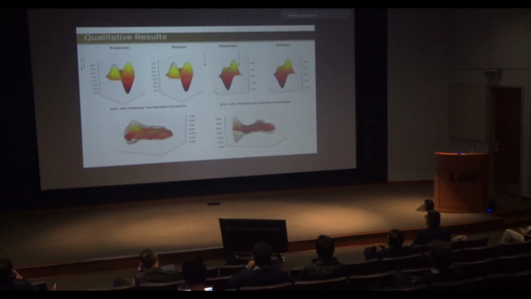Now let's look at some contour plots. On the left is the prediction, and next to it is the true solution. As you can see, they look very similar. At the bottom, we present the mean prediction and also the error bar represented by two standard deviations. By doing that, we can know in which areas we have large errors.